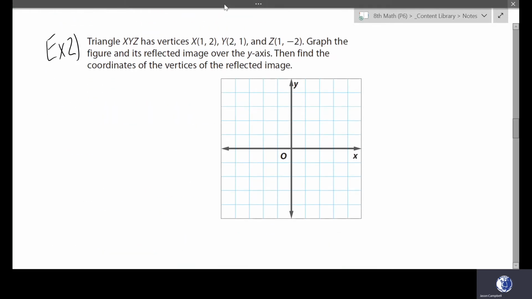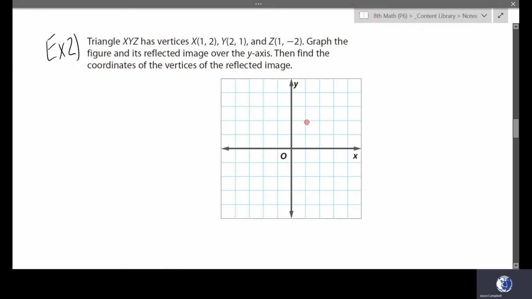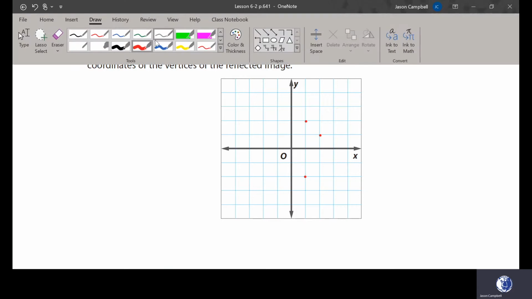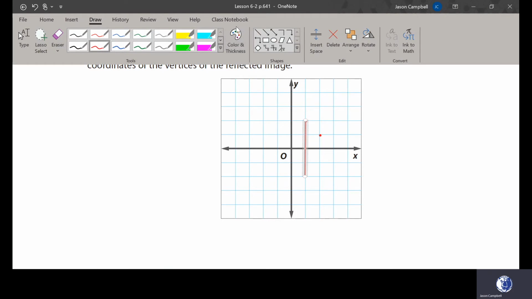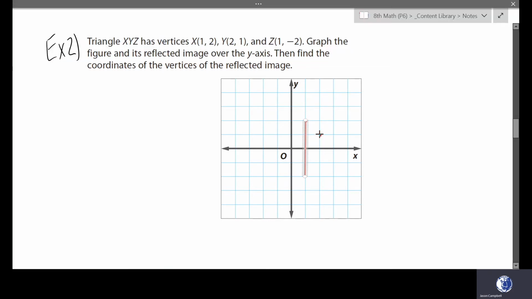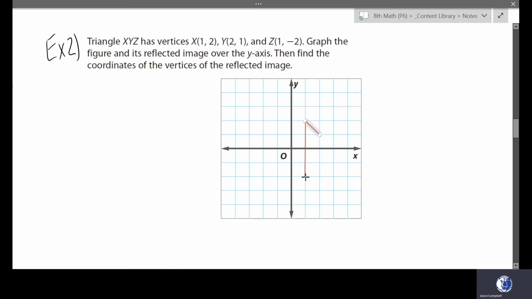Let's do the same thing here. Triangle XYZ has vertices. Let's plot those right away. At 1, 2, there's X, 2, 1, and 1, -2. Let's connect these points together and label them. So we'll have here. We have a side from here to here. Then finally, we have a side from here.